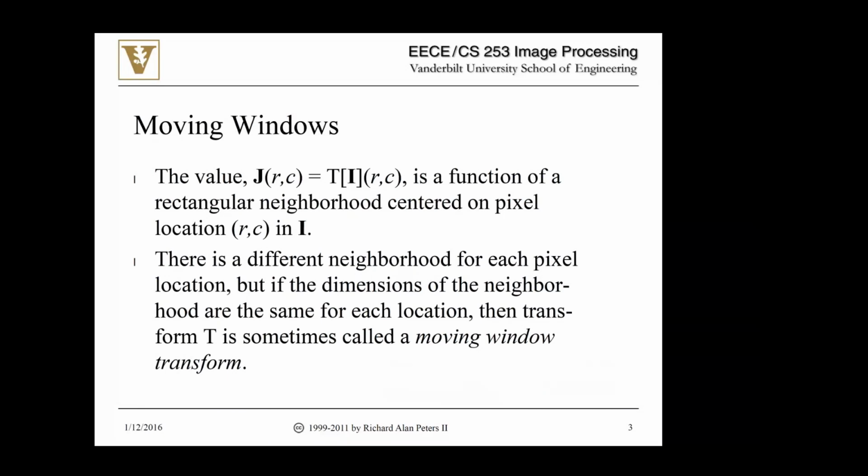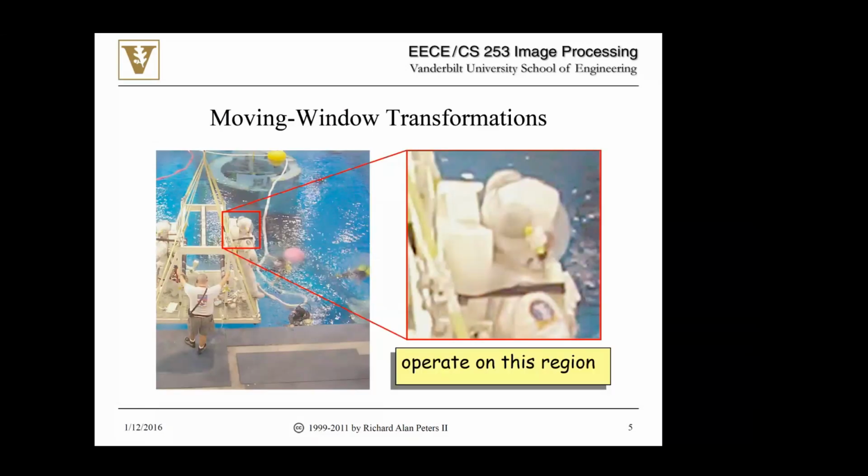So there is a moving window transformation. This window, you transform the whole window into a point, and then you move the window. And one of those moving window transformations is convolution.